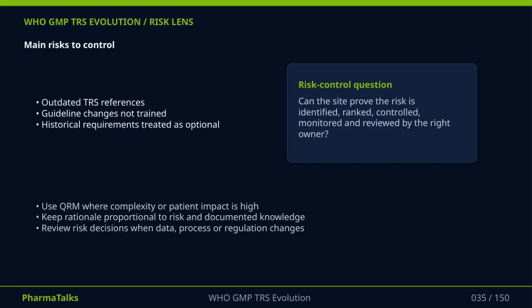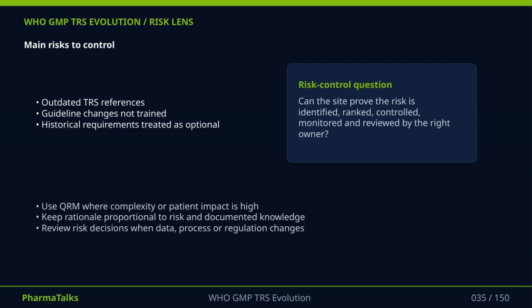Here, we focus on the evolution of GMP TRS and the risks associated with it. The main risks we need to control include using outdated TRS references, not training on guideline changes, and treating historical requirements as optional, which can lead to compliance gaps. The key question to ask is whether the site can demonstrate that risks are properly identified, ranked, controlled, monitored, and reviewed by the right owner.